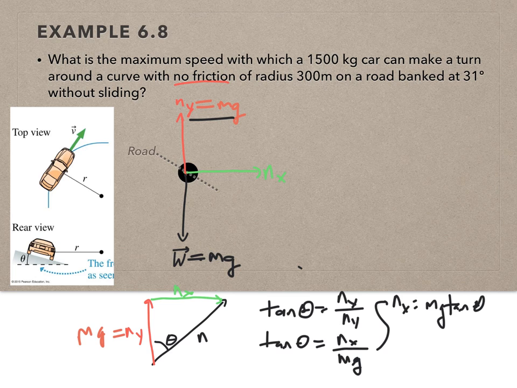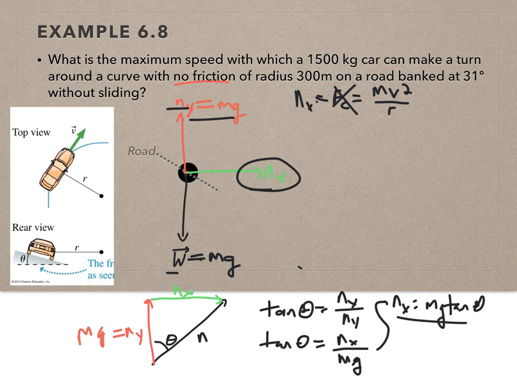Now, what do we also say? That this is the net force, because these two cancel out. And so that's my net force, and it's a net force that provides circular motion. So my x component right here is equal to my centripetal force, and that is also equal to mass times v squared over r. So what I do know is that my x component is mg tan theta, and that is equal to mv squared, or speed squared, divided by r.